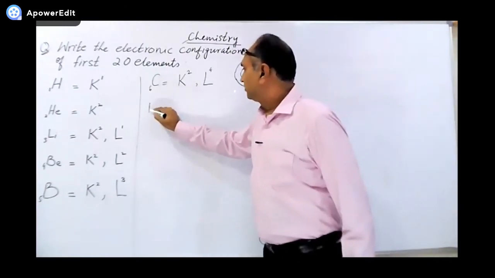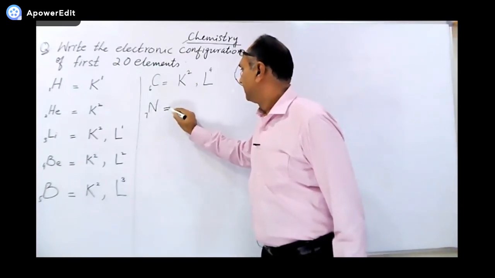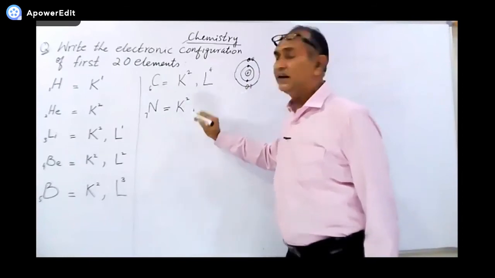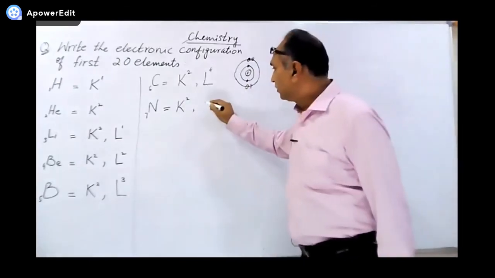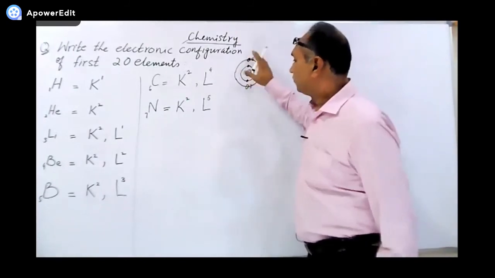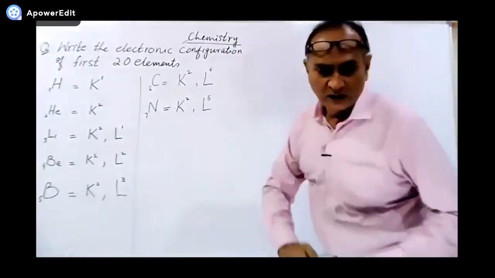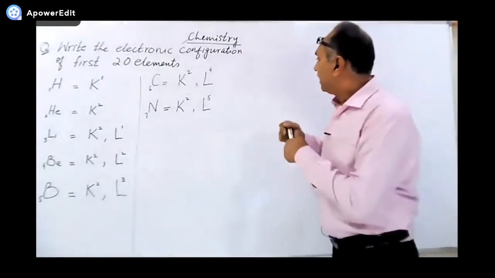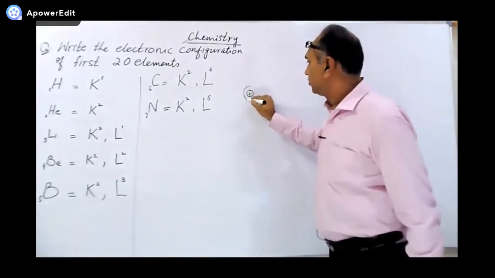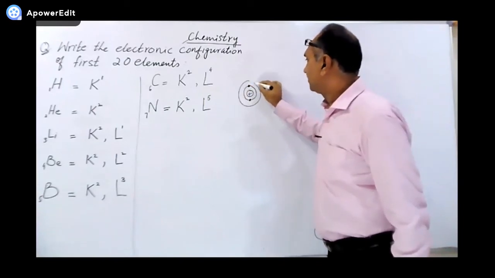After this, nitrogen, 7. So 7 electrons, K will hold 2 electrons, and how many are left? 5. 5 will go in the second one. So what would be the structure of nitrogen? I'll draw the nucleus over here. Protons and neutrons it has, not mentioning. 2 electrons in the first shell and 5 electrons in the second shell.